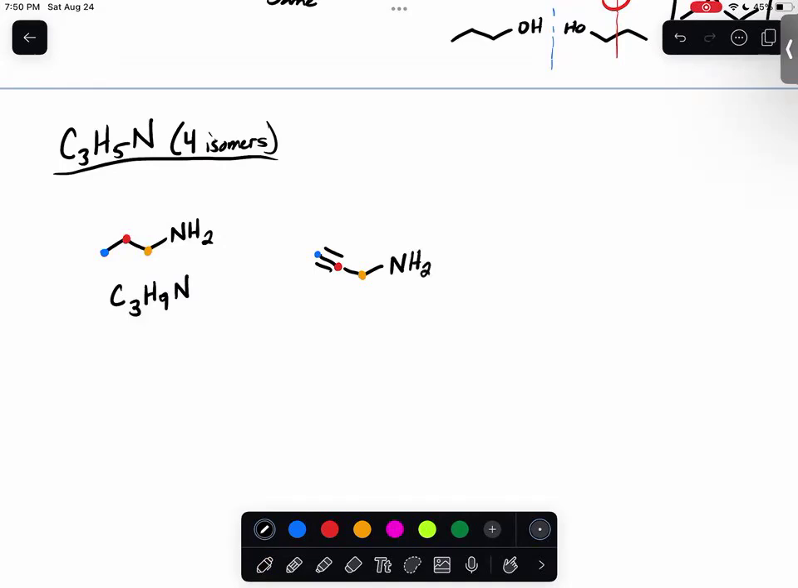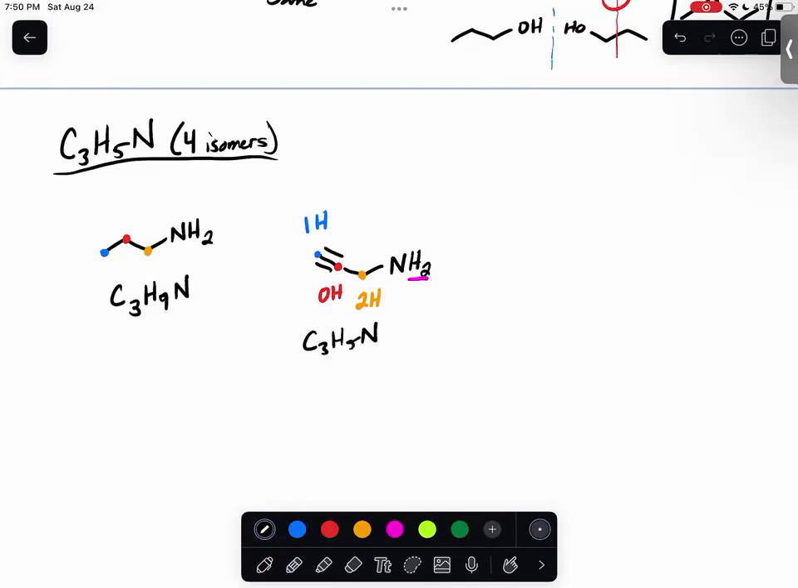So this now, if we take a look at it, the blue carbon has three bonds shown, so it only has one hydrogen. The red carbon has all four bonds shown, so it has zero hydrogens. And then the orange carbon has two bonds shown, so it has two hydrogens. And then, of course, we can't forget that nitrogen does have two hydrogens shown. So this is now the appropriate C3H5N. So now we can take this and we can start to look at different isomers of this form.